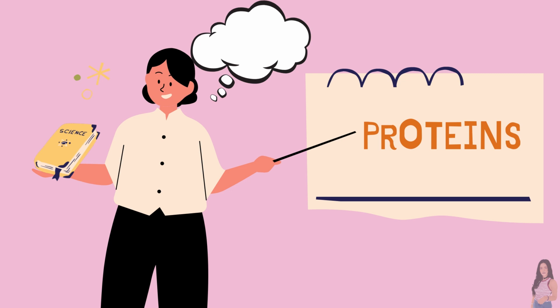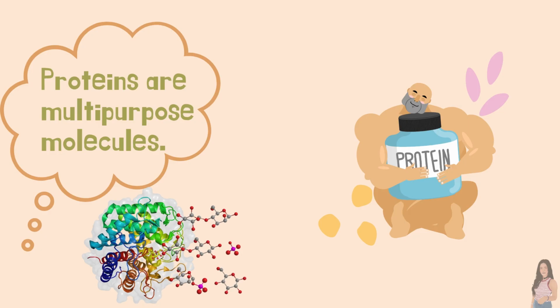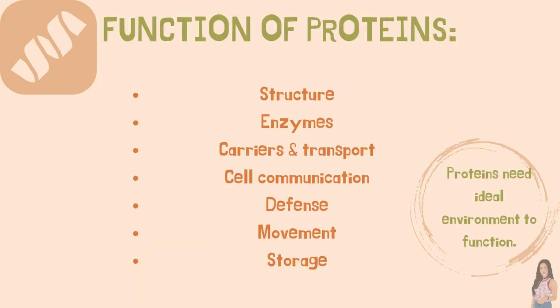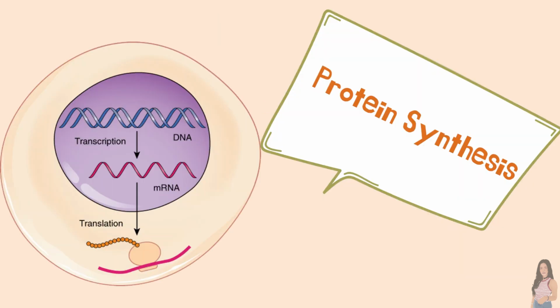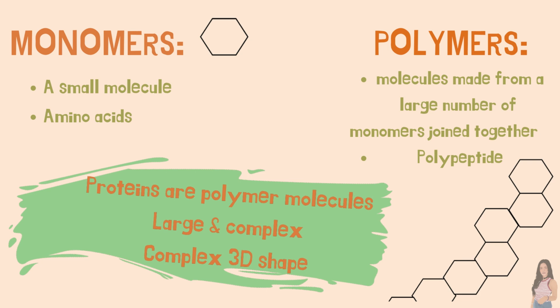Proteins are found in our food, they are needed for muscles, and they have several functions in our body. They are also the basic components of enzymes, hormones, antibodies, ribosomes, and many more materials. Proteins are multipurpose molecules. They are involved in everything. In order to function, proteins need an ideal environment. The process of making proteins is called protein synthesis, and proteins are synthesized in the body through a process called translation. Proteins are polymer molecules which are large and complex and have 3D shapes.